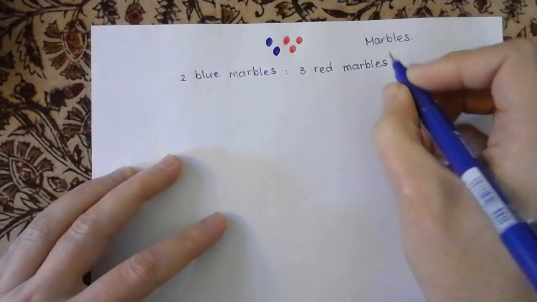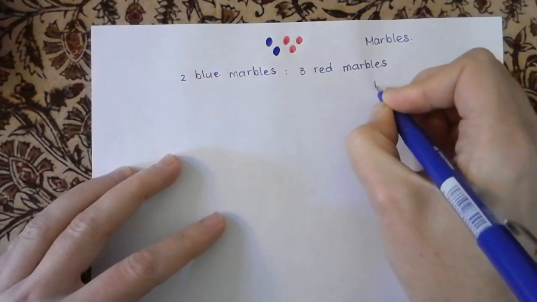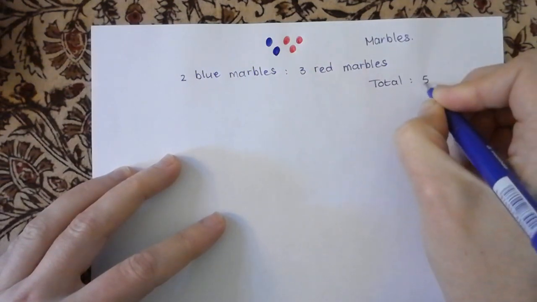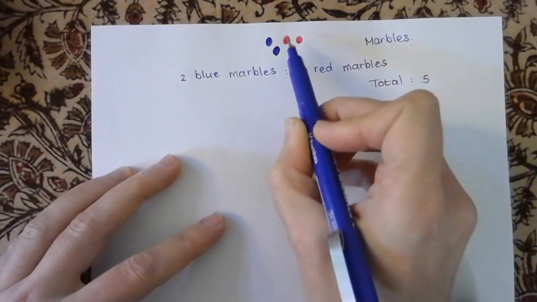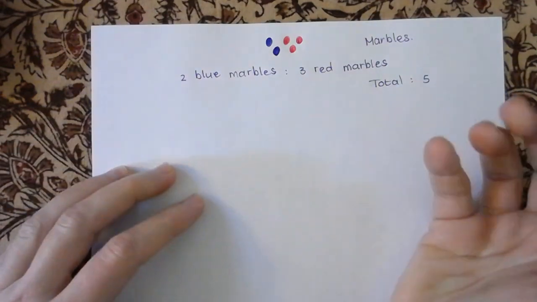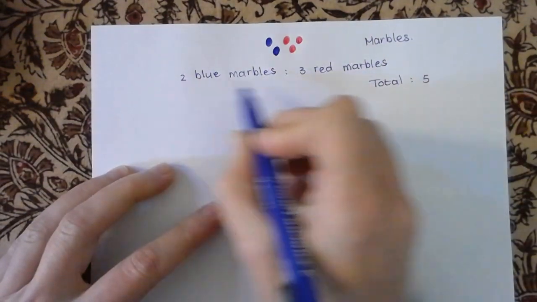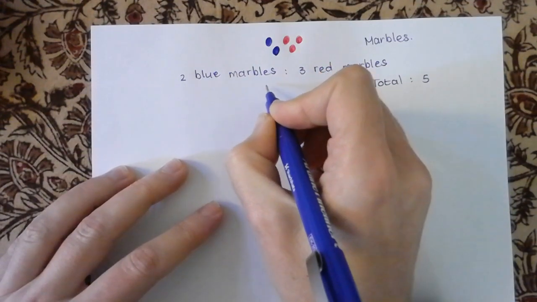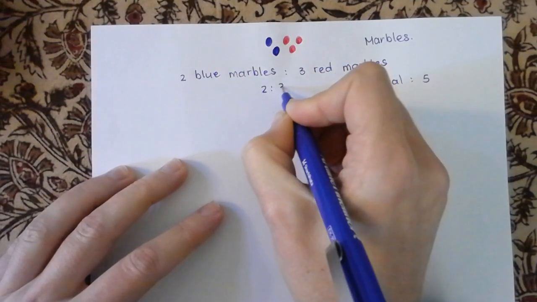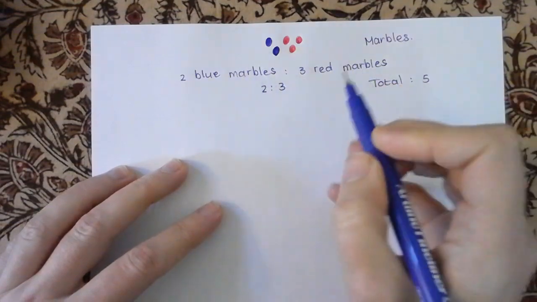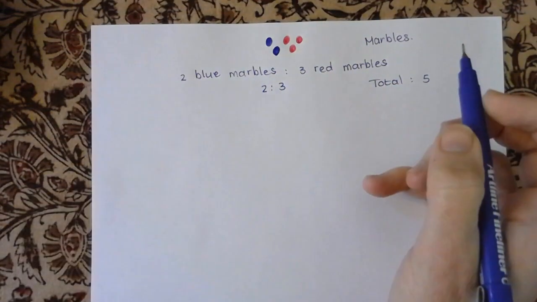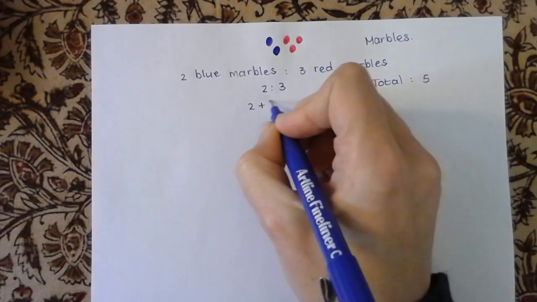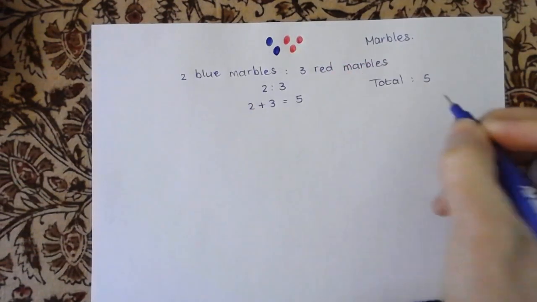Okay, so how many are there altogether? Okay, so what's the total number of marbles? There are 5, because if you count them 1, 2, 3, 4, 5. Another way of getting the total is by taking your ratio. If you simplify this ratio, you write it in a shorter version, you will just say 2 to 3, 2 standing for the blue marbles and 3 representing the red marbles. If you just take the 2 and the 3, you say 2 plus 3, you will also get the total.